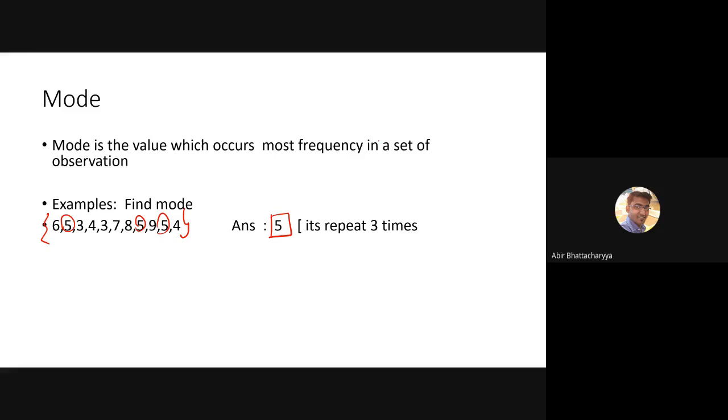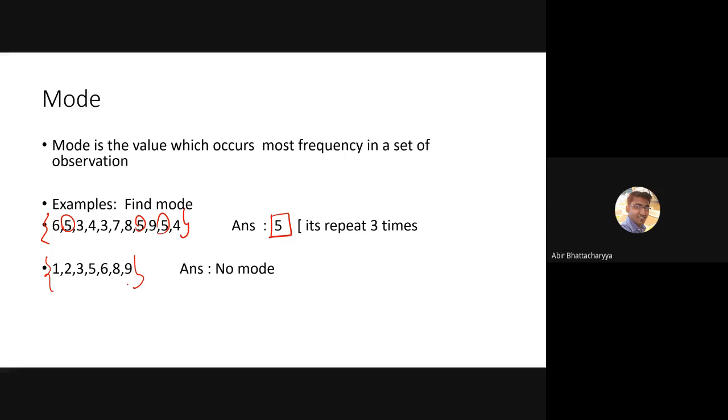Okay, this is a maximum repetition. If there are two maximum repetitions, those two will be your modes. If five and six are each repeating three times, then five and six are going to be the modes. In the next data set, there is no mode.